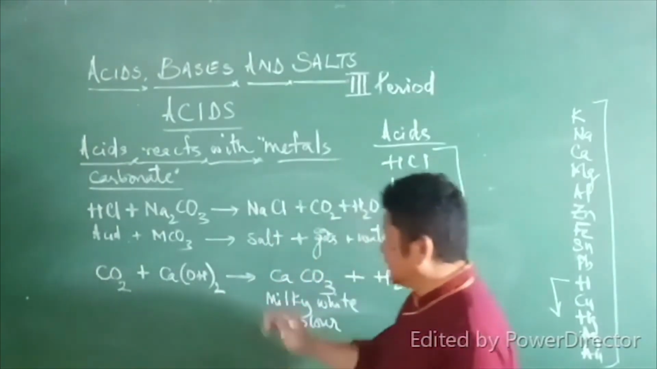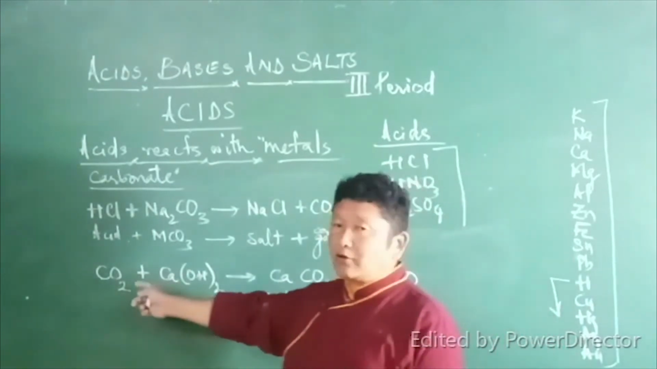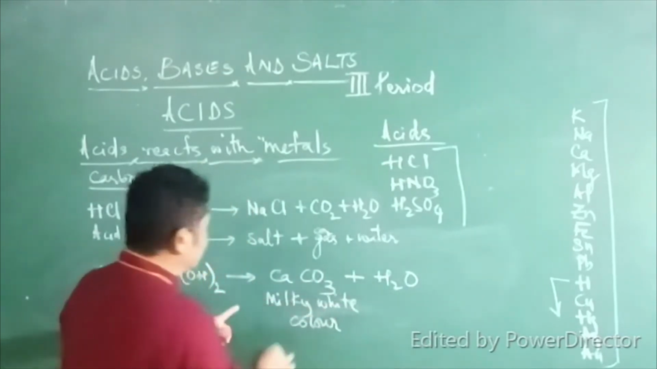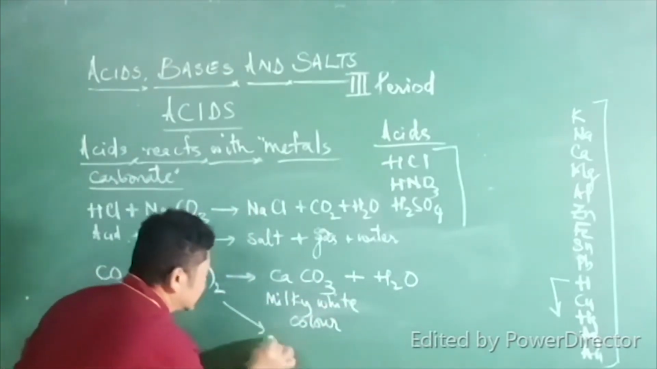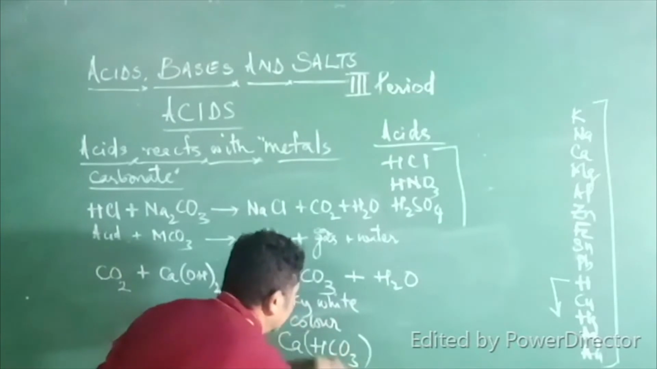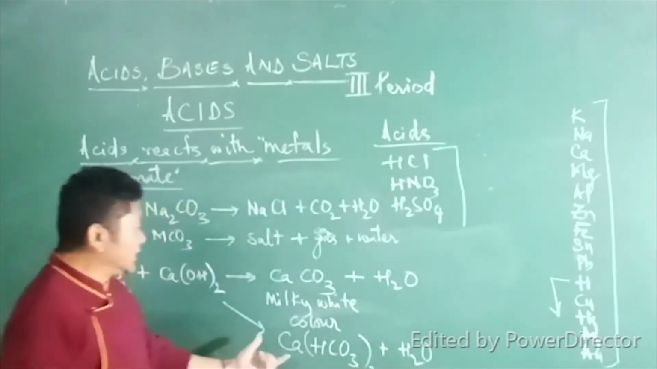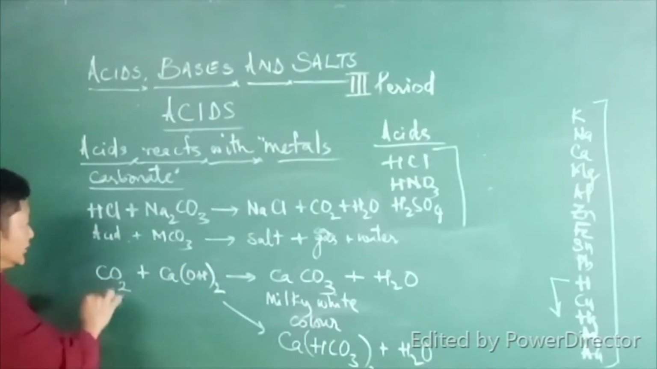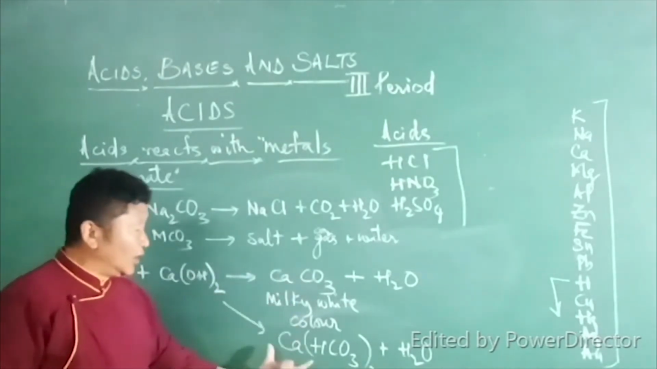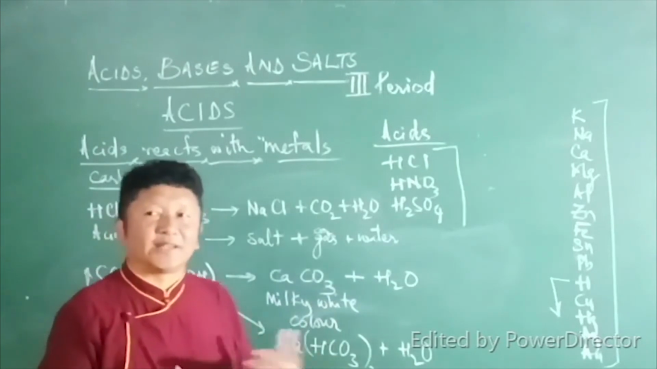Lime water turns milky. Then, if you pass lots and lots of carbon dioxide, this will get converted into calcium bicarbonate. If you increase the amount of carbon dioxide, it gets converted into soluble calcium bicarbonate, and the milkiness disappears.